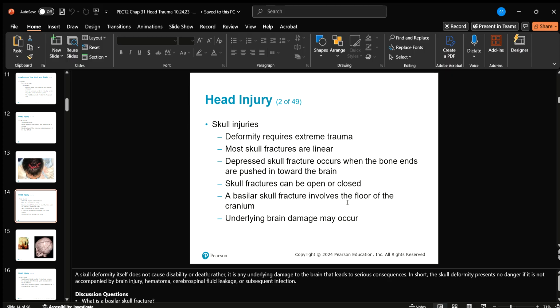Basilar skull fractures involve the floor of the cranium. We talked about that. We know that a sign of basilar skull fractures are Battle signs. What's another indication that you have a brain injury? When we talk about underlying brain damage, if I were to look at the patient's eyes, one dilated, one constricted, that's a major sign that you have a brain injury. Now, that's the classical sign, but maybe they're both dilated or maybe they're both constricted, but another sign is that they don't react to light.